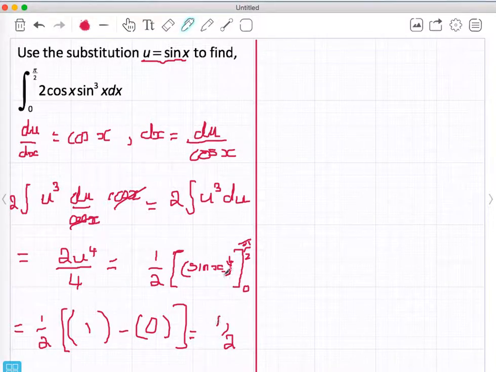Now that's one way of doing it. Here's another way. I'm using the same substitution, but before I go and look at this and I end up at this bit here, using the same substitution, I'm actually going to use the limits.